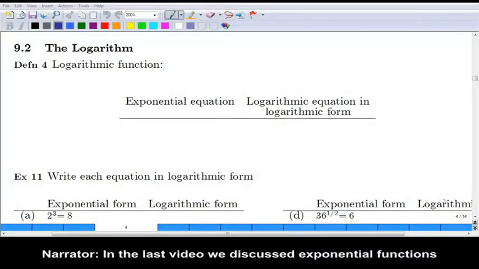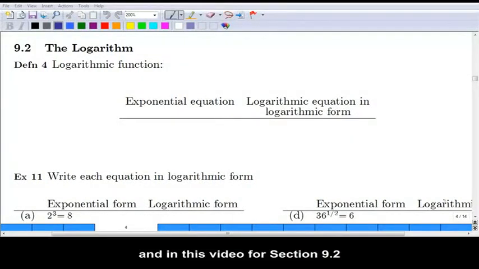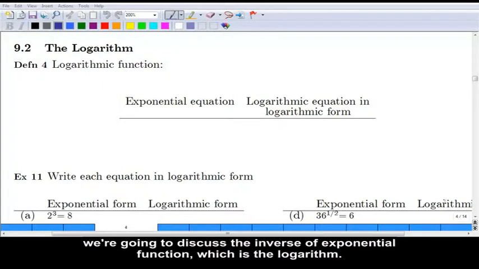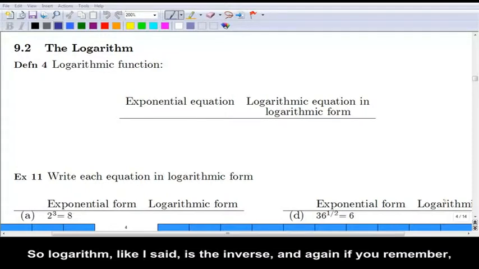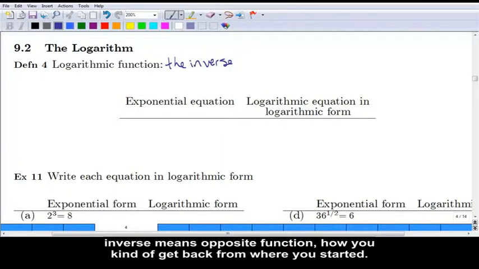In the last video, we discussed exponential functions, and in this video, for section 9.2, we're going to discuss the inverse of the exponential function, which is the logarithm. So, the logarithm, like I said, is the inverse. And again, if you remember, inverse means opposite function, how you kind of get back from where you started.